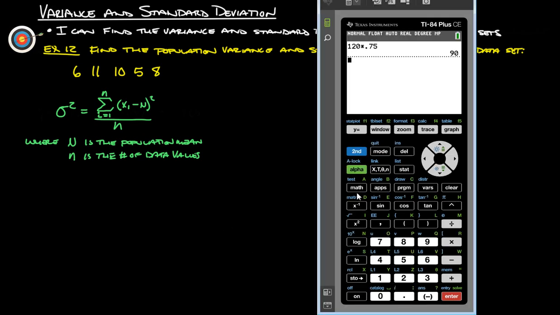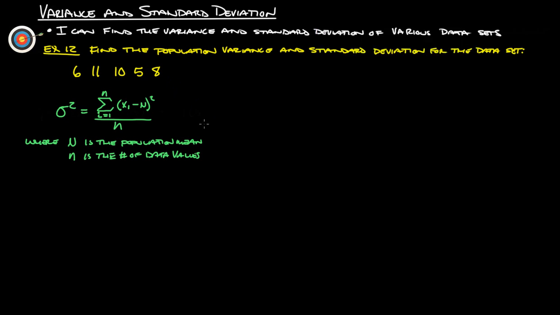Okay, so we can do that here on our handy dandy calculator. 6 plus 11 plus 10 plus 5 plus 8. Right? So we add those all up, and there are 5 pieces of data, so we divide that by 5, and we get that our mean is going to be 8. Okay, so this right here is going to be 8 each time.